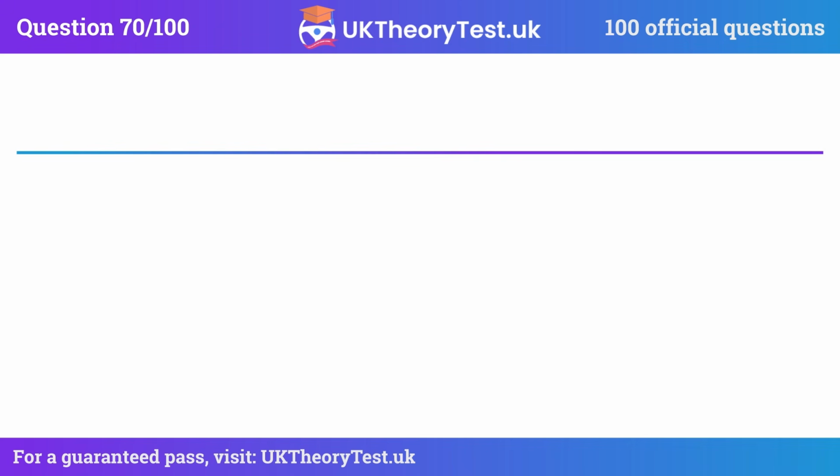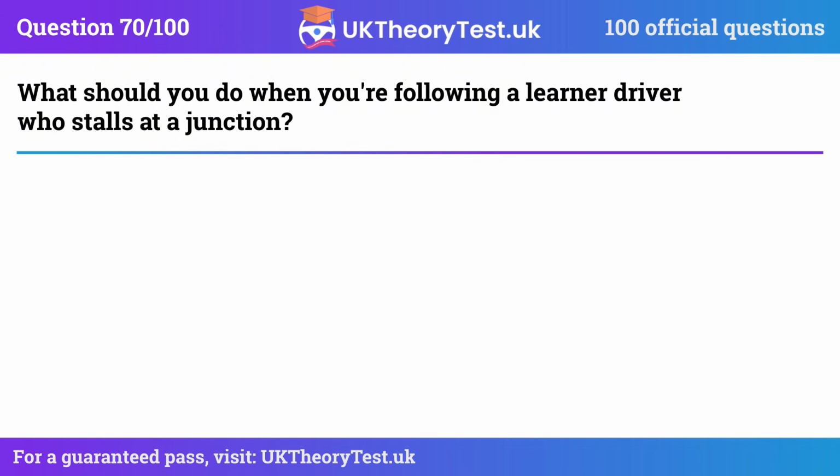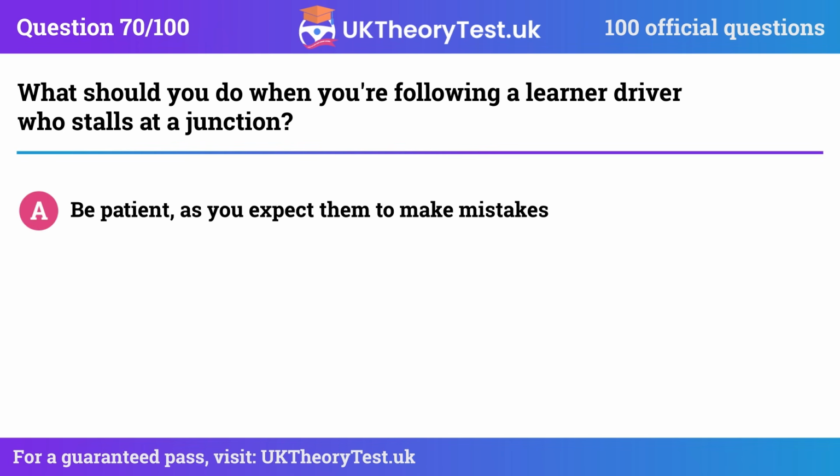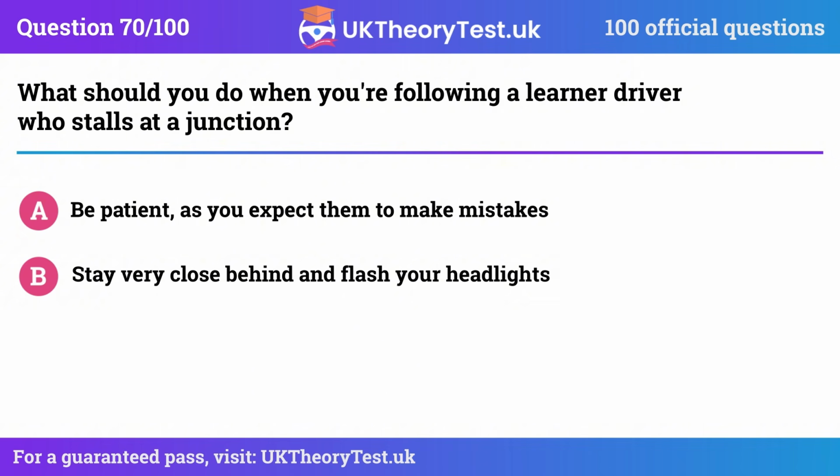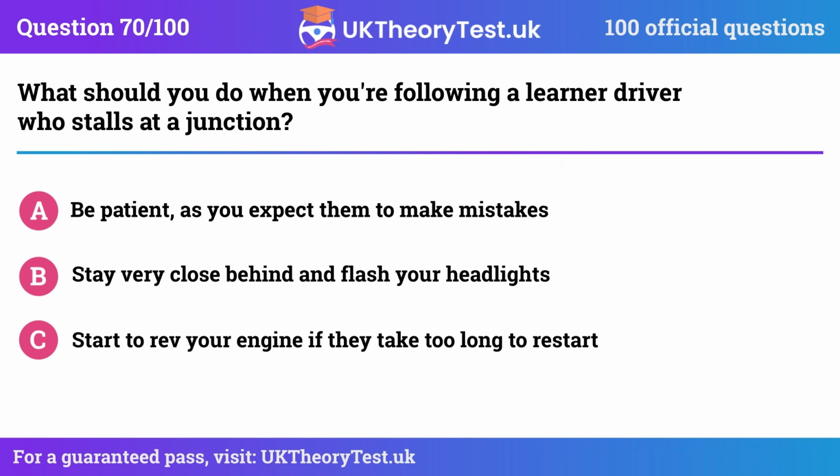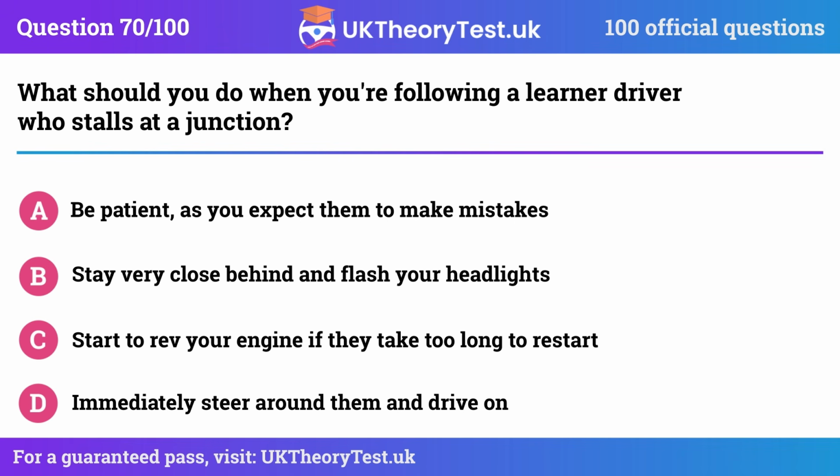Question 70. What should you do when you're following a learner driver who stalls at a junction? A. Be patient, as you expect them to make mistakes. B. Stay very close behind and flash your headlights. C. Start to rev your engine if they take too long to restart. D. Immediately steer around them and drive on.